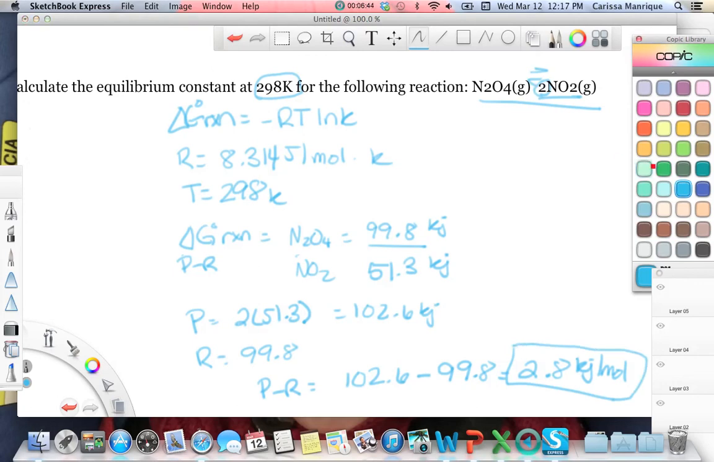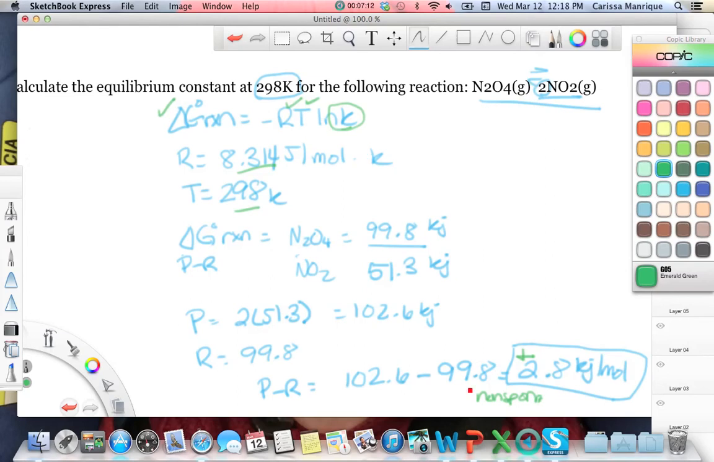Now let's plug everything into the reaction because I have my R. R is always a constant. I have my temperature, and now I have delta G once I solve for it. So now let's get my K value. So let's look here. Delta G is a positive number. So first of all, is this reaction spontaneous or non-spontaneous? Non-spontaneous.